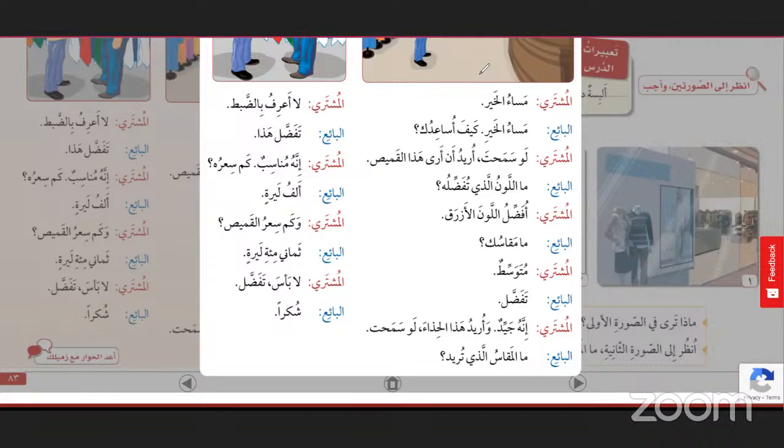Al-Mushtari, la a'rifu bizzabt. لا أعرف بالضبط. This is a ضاد. So you say بالضبط. لا أعرف بالضبط. I don't know exactly. He's replying to the seller when he said, what size do you want? He asked. Excellent. So he says لا أعرف بالضبط. I'm not sure. I don't know exactly.